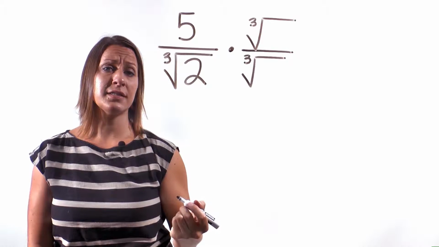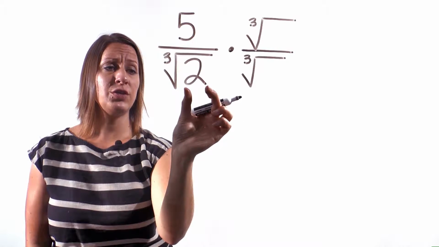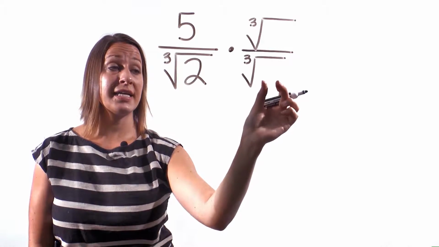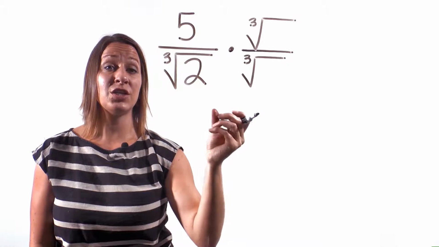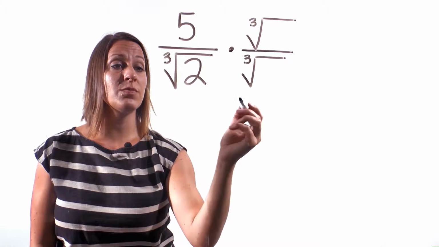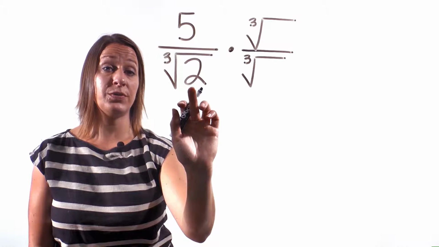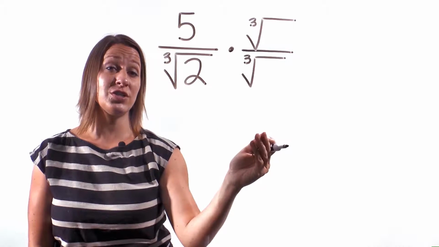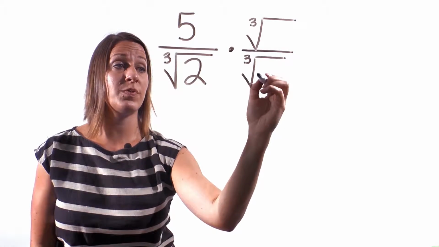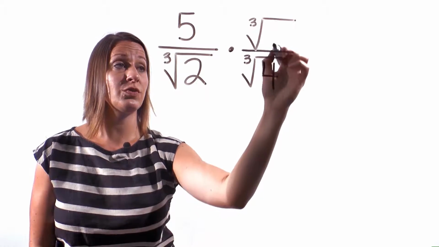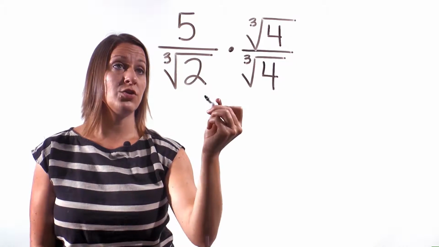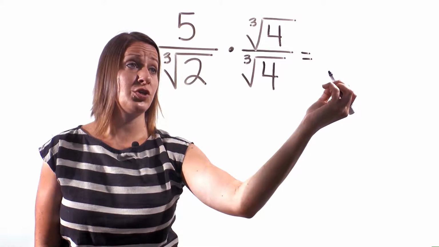Okay, next, let's think about this. We have a 2, and we want to multiply it times a number so that the answer that it produces is a perfect cubed root. So if we already have one 2, if we had 2 more 2's, we would have a set of 3, which would give us a cubed root. So we're going to multiply times the cubed root of 4. In the numerator, 5 times the cubed root of 4.